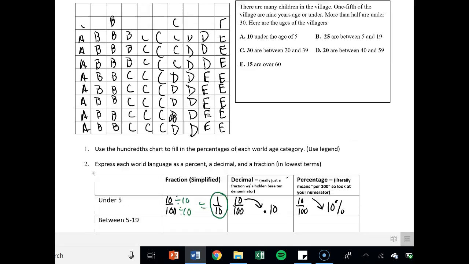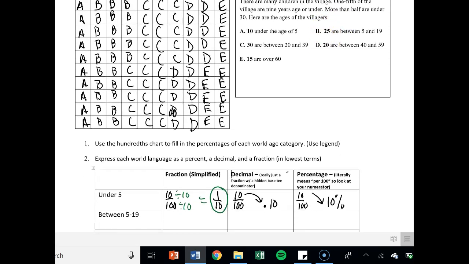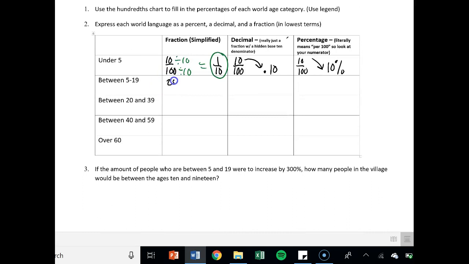If I'm looking at ages 5 through 19, that's right here. That's 25 people out of 100. 25 out of 100. Use your calculator. It will simplify it to 1/4 for you. Now you ask yourself, okay, what do I actually have to divide by? And the answer there is 25. What's the greatest common factor? So 1/4 is your answer.